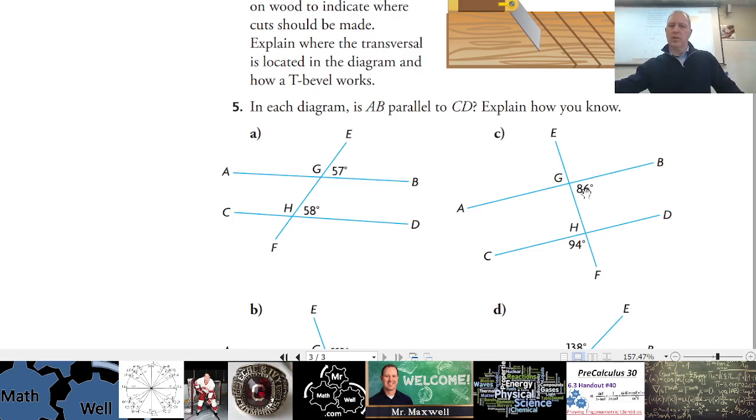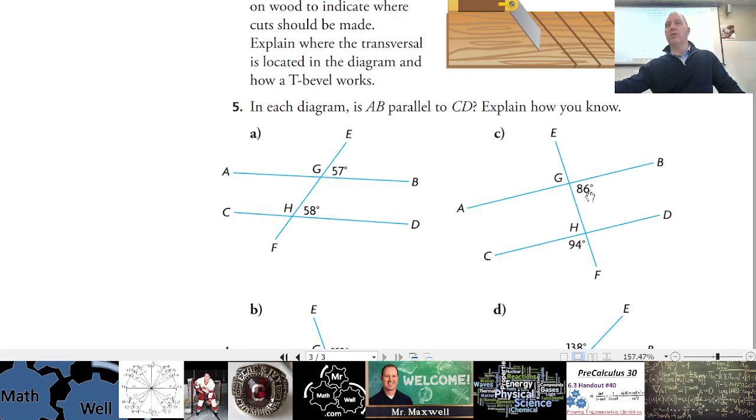Now, what is the relationship between this angle and this angle? Well, this is inside, this is outside. So back in A, these are corresponding angles. If we look at A, these should be equal if the lines are parallel, and those angle measures are not equal. So in A, AB is not parallel to CD because they should be equal in measure.